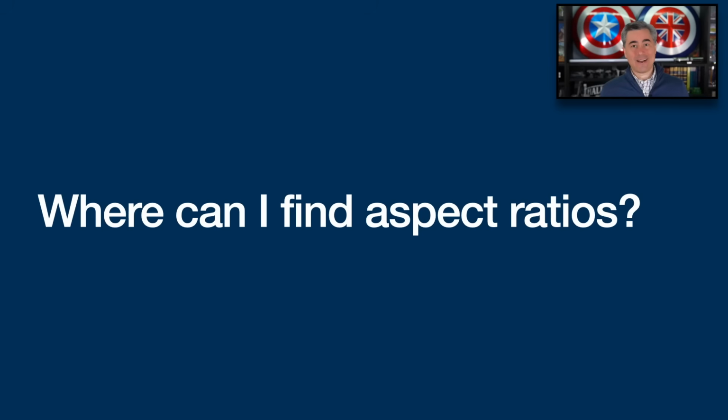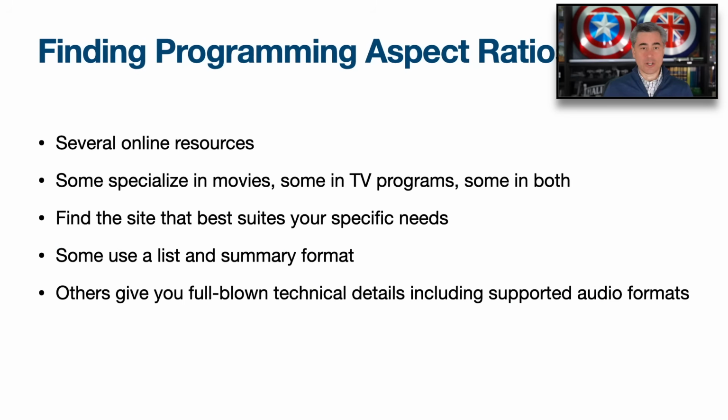Well, where can I find information about what programs I'm watching and what aspect ratio they might be filmed in? The good news is there's really a ton of resources online if you want to know if the programming you're watching is filmed in a certain aspect ratio. There are several resources online, and some of these specialize just in movies, others in TV programs, sometimes in both. My recommendation is, if this is important to you, find the site that really suits your needs best. Some use a list format, which is always handy. Others you have to click into the detail of the individual title to get this information. And others will give you full-blown technical details, including the audio formats as well.